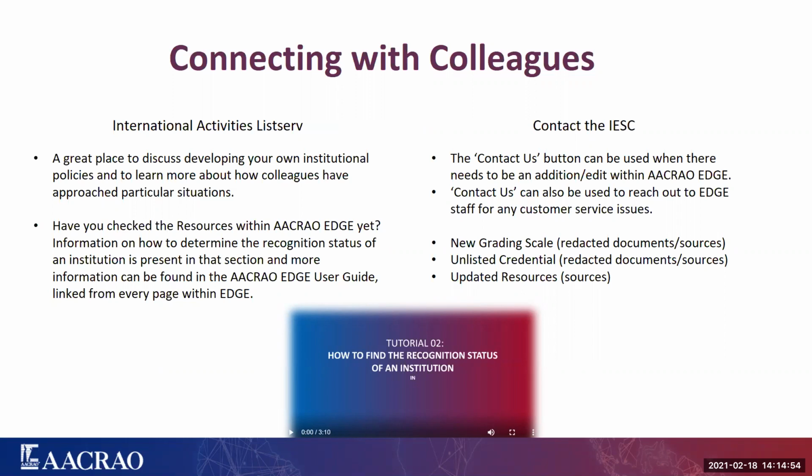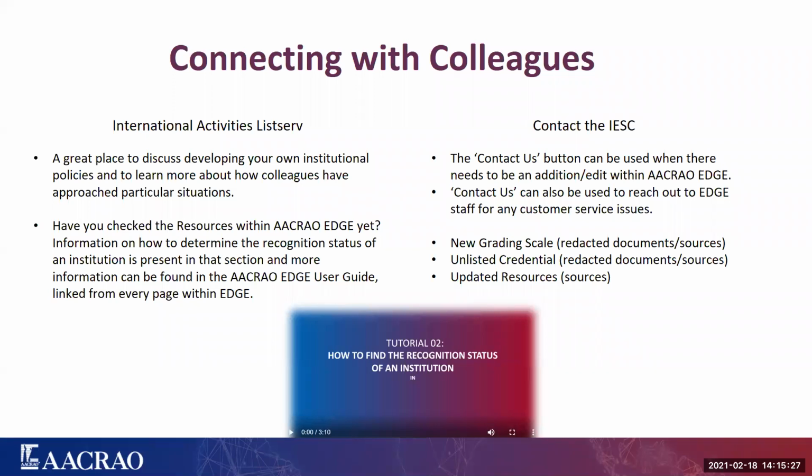Now, alternatively, if this is a question about developing your own institutional policy, I would recommend the International Activities Listserv. On every page within Acro Edge, if you scroll down to the bottom, there's information on how you can join that listserv. And when you reach out to that listserv, you're going to connect with evaluation agents. You're going to connect with admissions officers, Acro employees, people that run the gamut across higher education and that deal with all types of questions in international education.